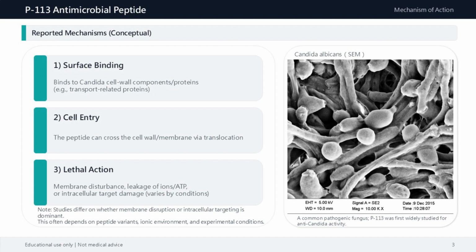Finally, it delivers a lethal blow, either by disrupting the membrane, leading to a leakage of essential ions and ATP, or by targeting internal structures. While the exact dominant mechanism can vary depending on the environment, the result is a highly effective clearing of pathogenic fungi.